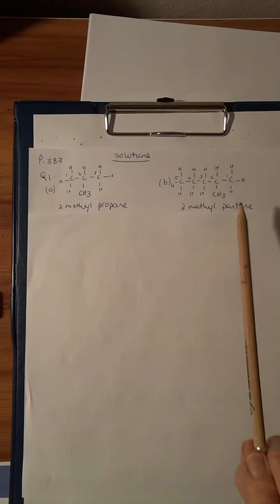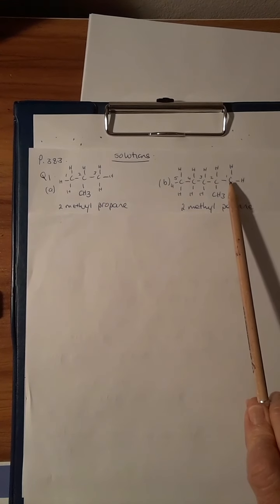In part B, you were given CH3, CH2, CH2, CH, and in brackets CH3, and then a CH3 again. Because that was in brackets, it's a substituent group. When I number it, I'm going to number from the right so that the substituent group is on the lowest numbered carbon. So that will give me 2-methylpentane because it's a 5-carbon chain.